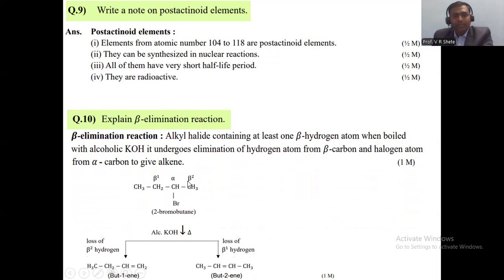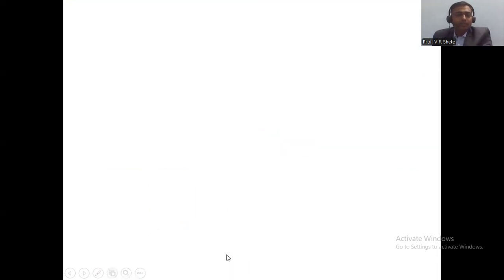This is beta 1 and beta 2. If the beta 1 hydrogen is eliminated along with Br, you will get this product, and if the beta 2 hydrogen is eliminated, you will get this type of product. Out of these two products, according to Saytzeff's rule, the second product is the major product, because a more substituted alkene is observed in the second product and a less substituted alkene in the first product.